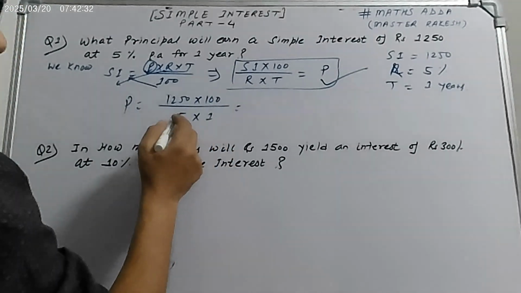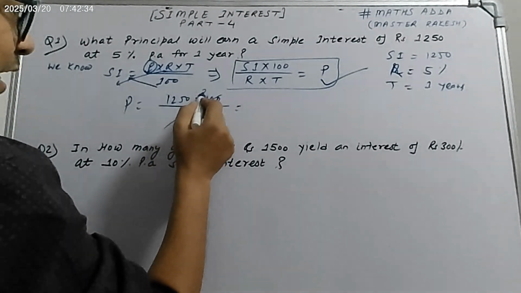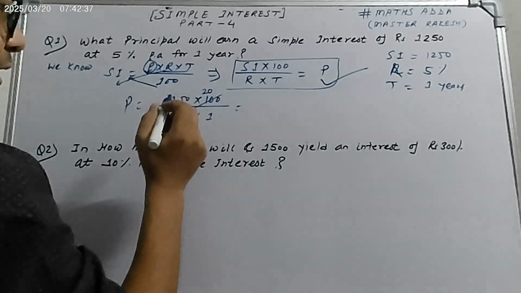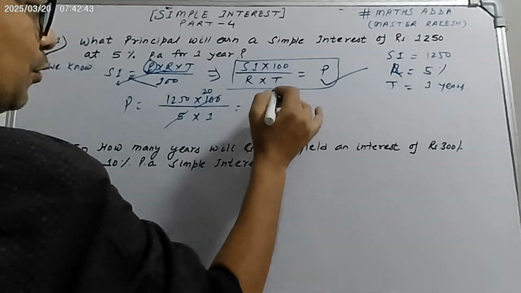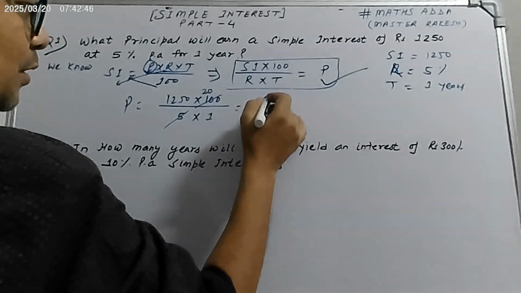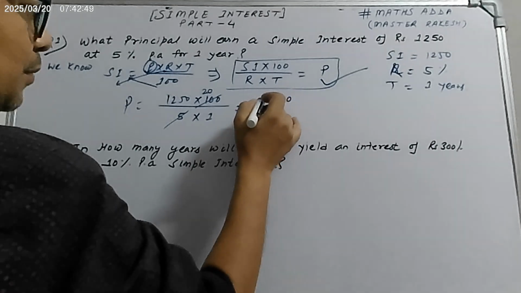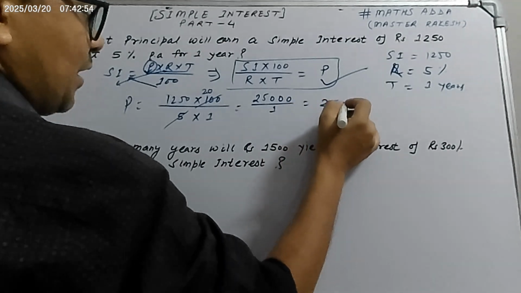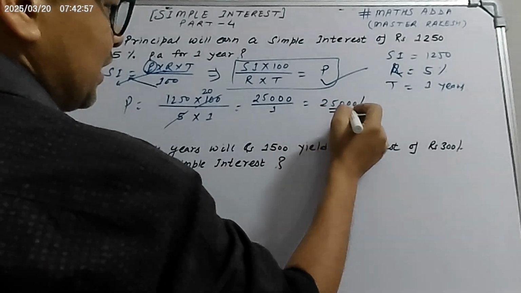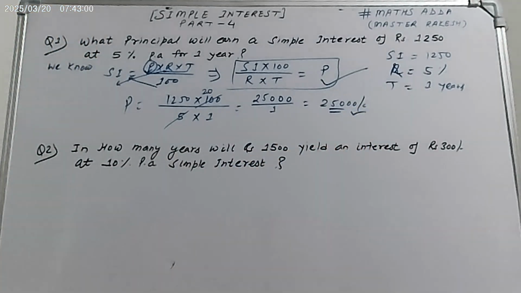This way you can cut 5 into 10, 0 and 0, 5 twenties are 100, 20 into 1250 upon 1. So 20, 0 and 0, 20 into 12 is 240... so this becomes 25,000. So the principal 25,000 will earn a simple interest of 1250 at 5% per annum for 1 year. So the second question we will do.